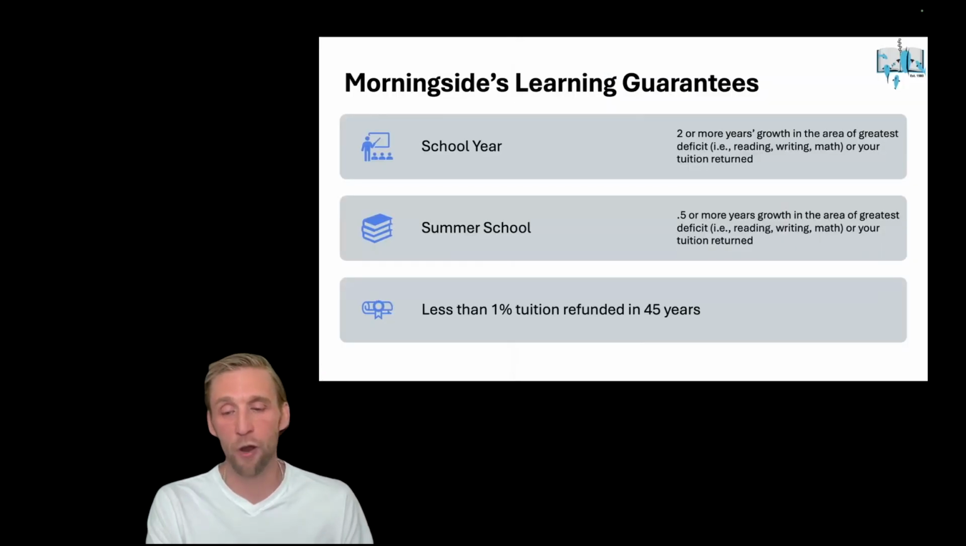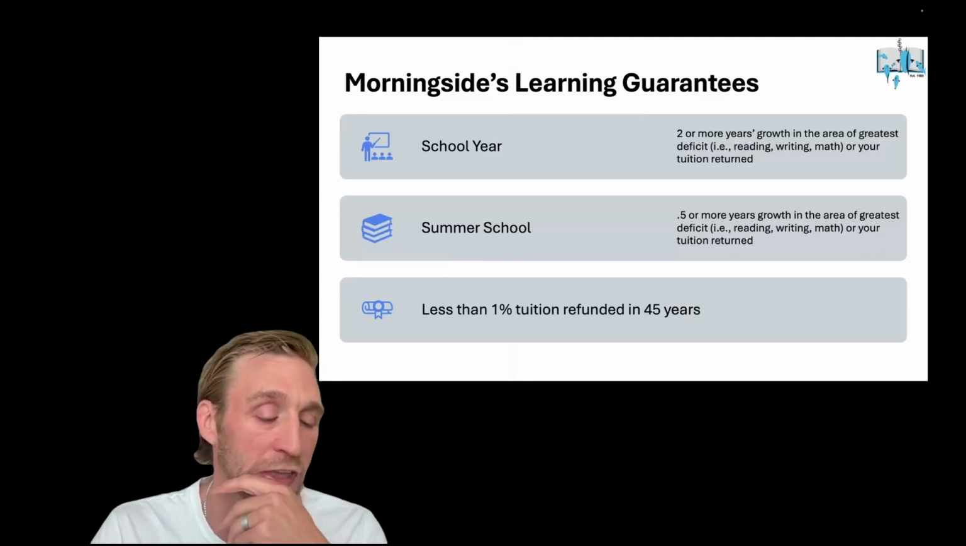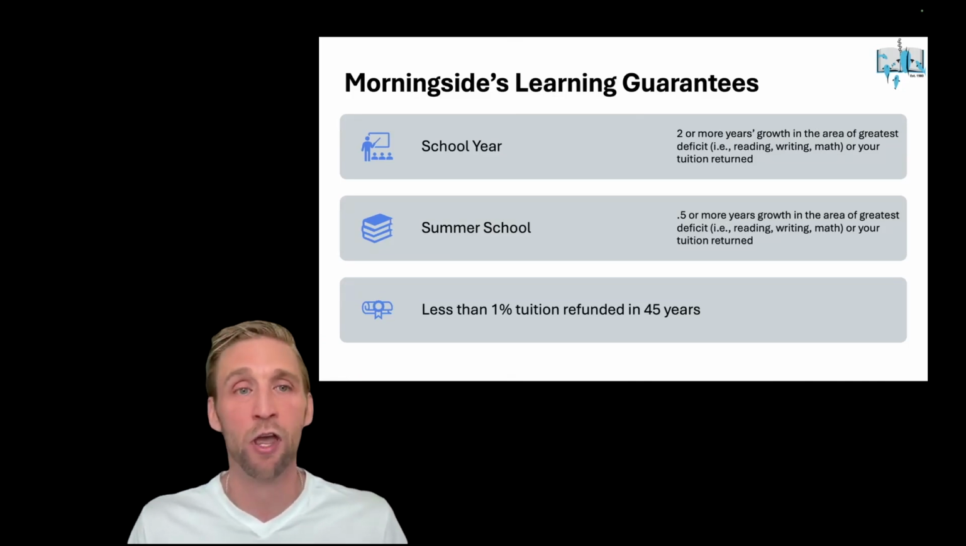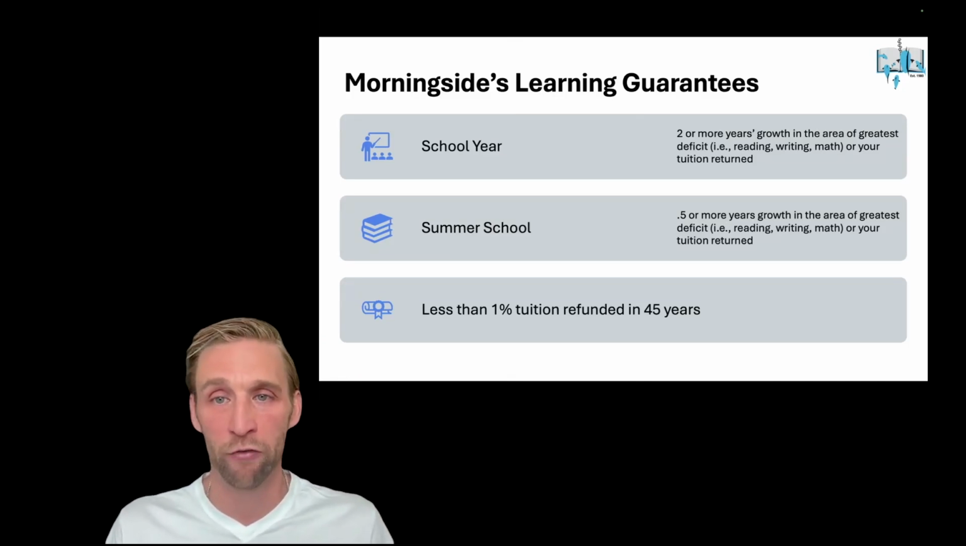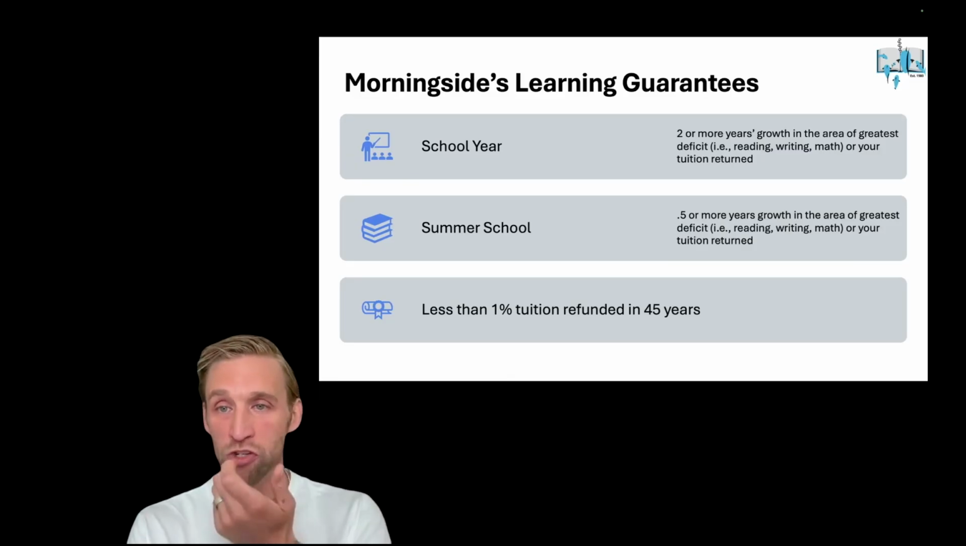So Morningside is a nonprofit private school. It is tuition based. And since the very beginning, Morningside has had this learning guarantee where students who come to Morningside are guaranteed 2 or more years of growth in their area of greatest deficit. Those are based on standardized testing in reading, writing, math, or their tuitions are refunded.